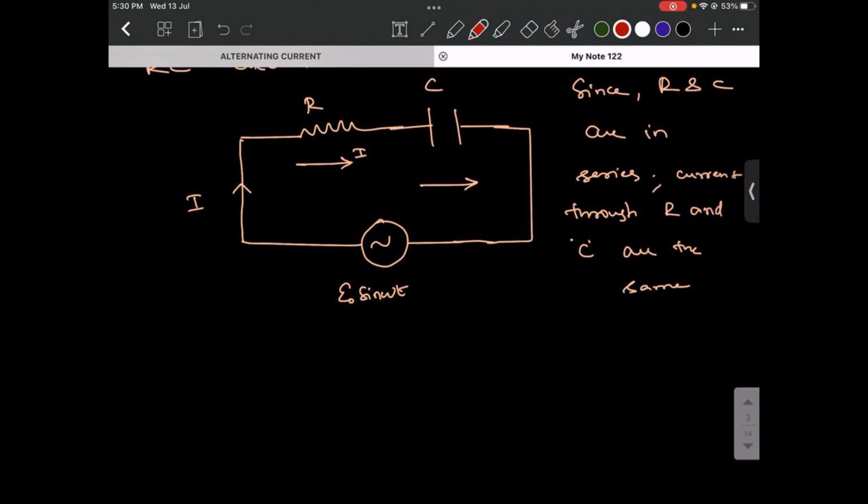How was EMF and current in the case of a resistor? They both are in the same phase. So, can I say VR is also in the same? Means I is in the horizontal direction, VR will also be in the same direction because they both are in the same phase. Now, what about the current across the capacitor and the voltage across the capacitor?